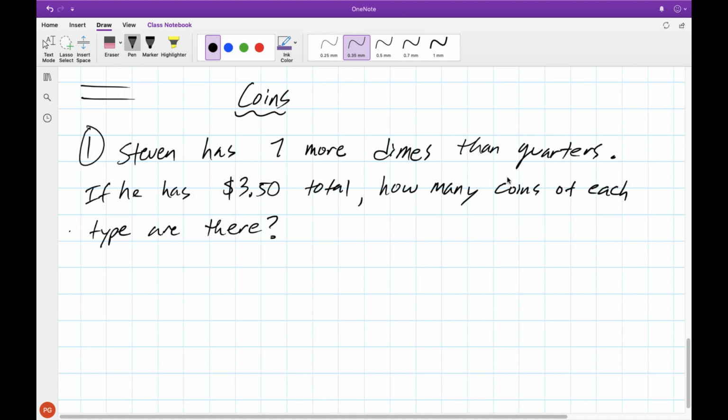Stephen has 7 more dimes than quarters. He has 350 in total. How many coins of each type are there? Let's take out our highlighter. So 7 more dimes than quarters, he has 350 total, and how many coins of each type? That's what we're really looking for. So we're going to have two answers here. We have two different types of coins. There's going to be a number of each type.